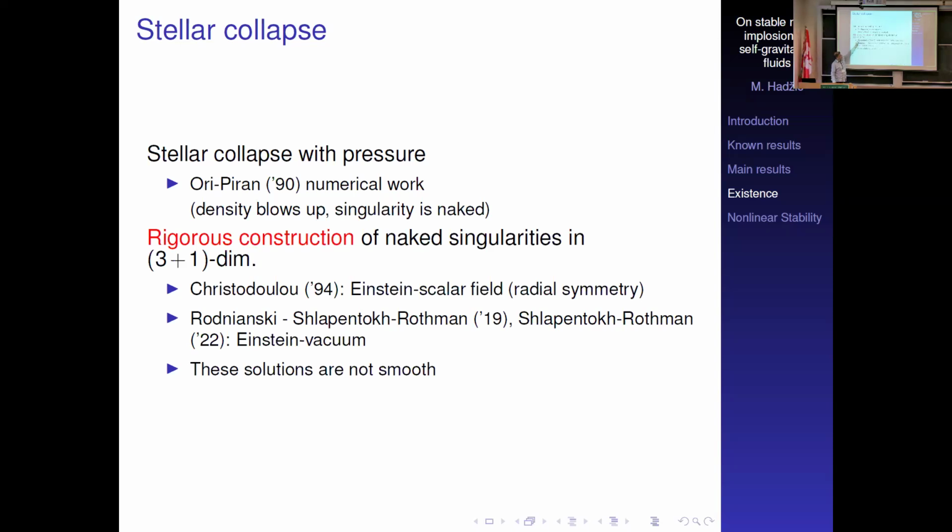So this is a well-known solution of Christodoulou of Einstein's scalar field, and then in vacuum, so necessarily therefore not radially symmetric, the work of Rodnianski and Shlapentokh-Rothman. Both of these classes of solutions are not smooth in the sense that I'm talking. So there is always some kind of a failure of regularity along the backward light cone. So one interesting thing about these naked singularities of that Ori-Piran conjecture and that we construct is that they're actually smooth across the backward light cone.